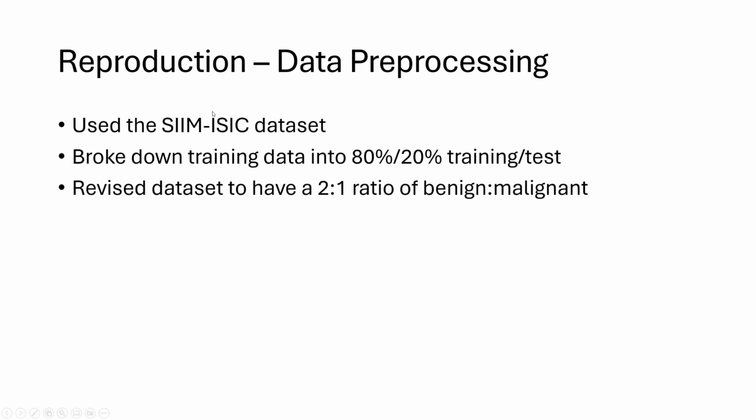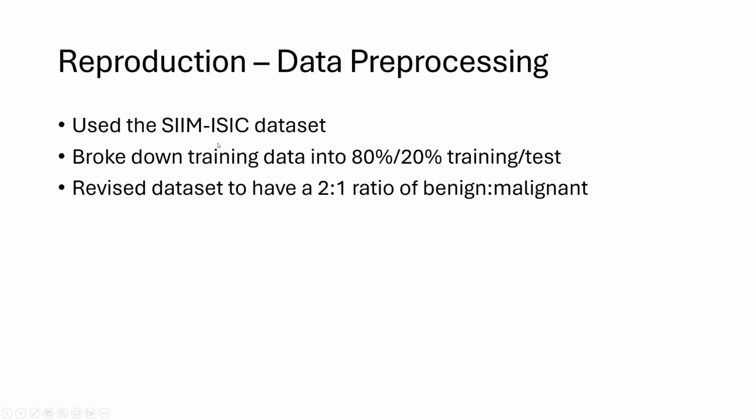Getting into my reproduction, I first had to do some data pre-processing. The original paper originally used two different data sets. However, one was unable to be downloaded. You had to have certain privileges and be part of a certain community to have access to it. So I only used the SIIM-ISIC dataset, which was publicly available.